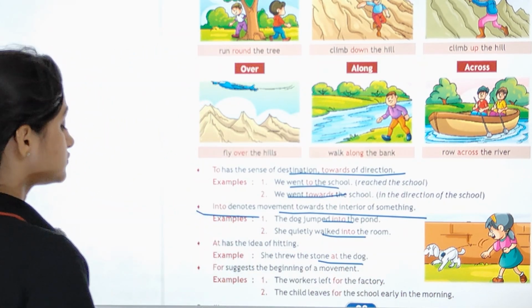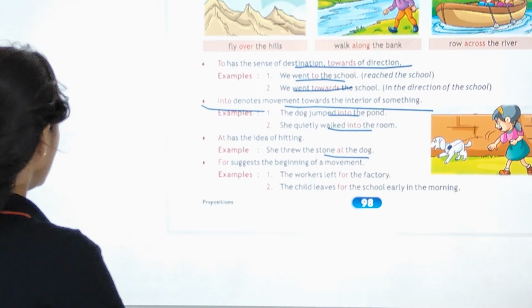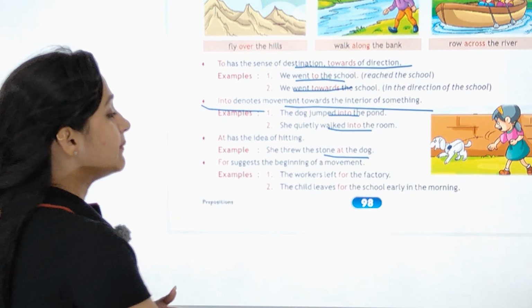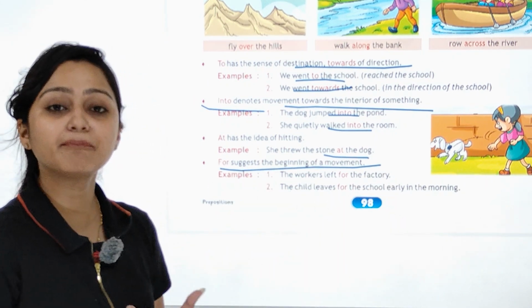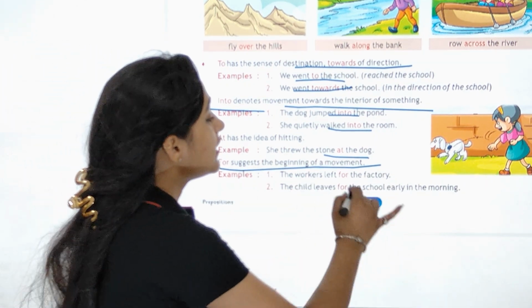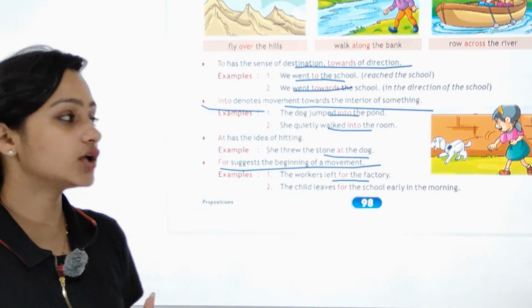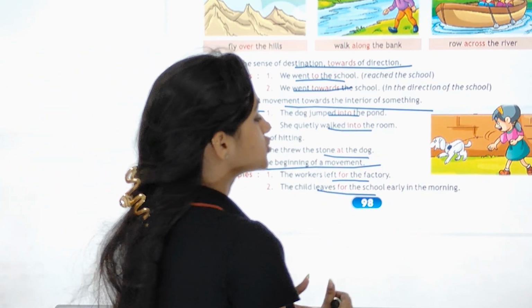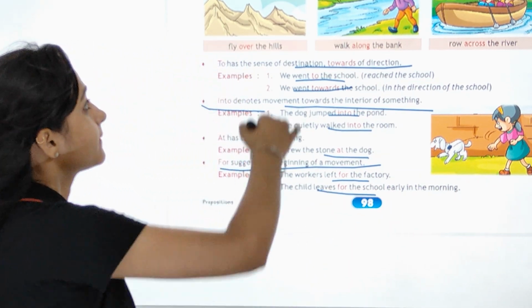For suggests that a beginning हो रही है एक movement की, like the worker left for the factory, इसके लिए for the factory, the child leaves for school early in the morning.